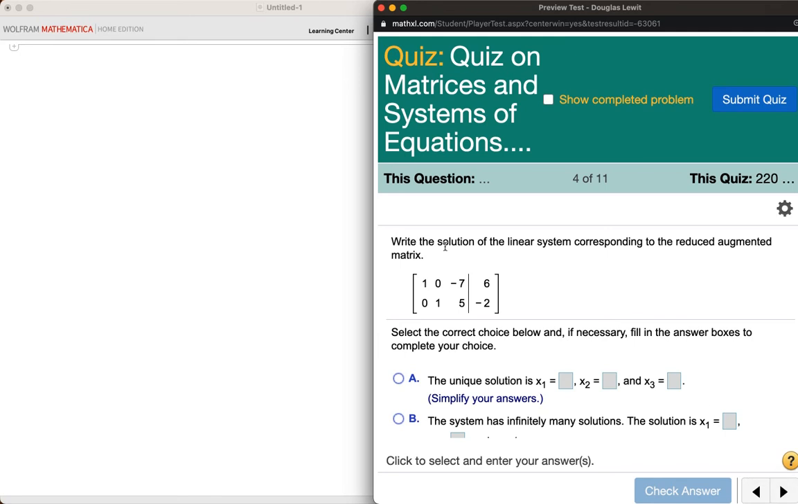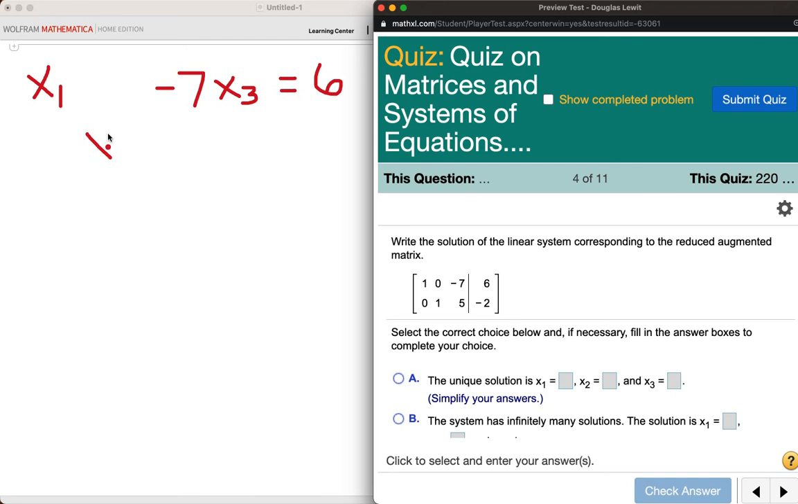Okay, the next problem, number 4: write the solution of the linear system corresponding to the reduced augmented matrix. Again, you have to use some common sense, guys. I think they're using x1, x2, x3. So we have x1 minus 7x3 is equal to 6.